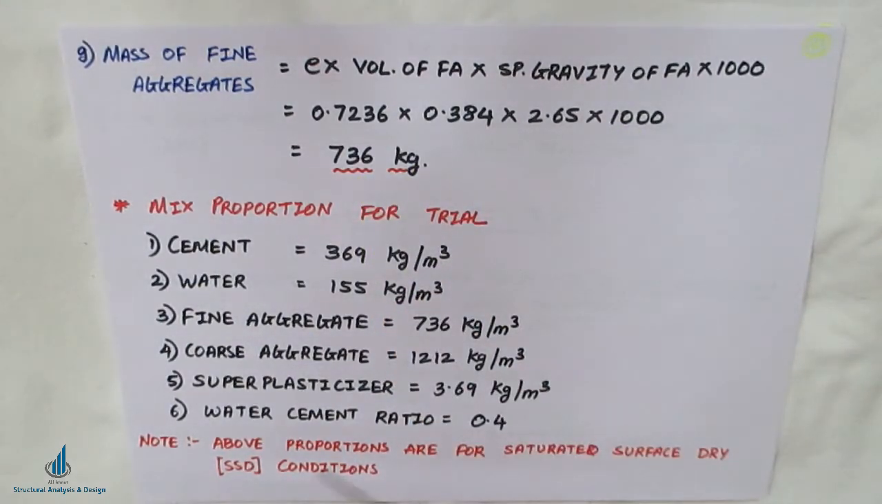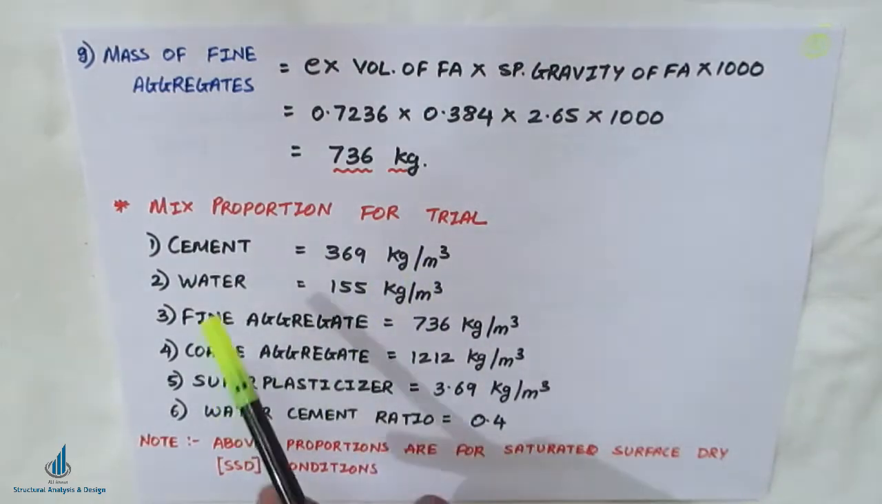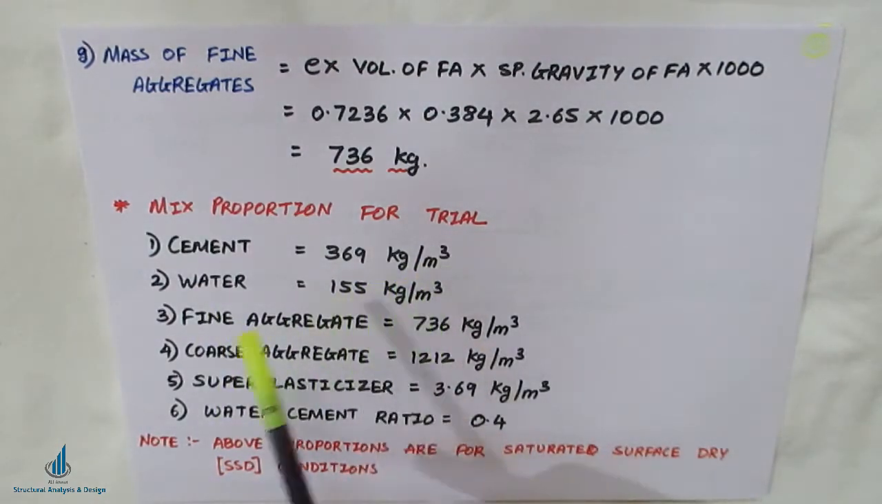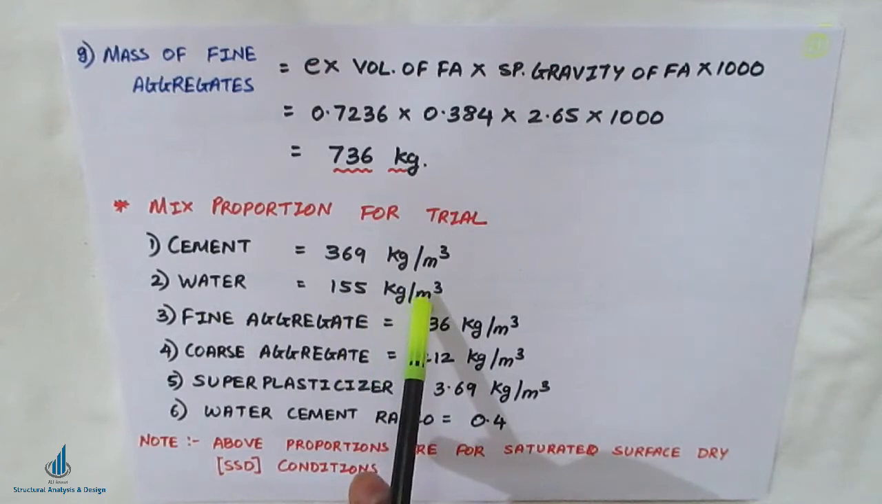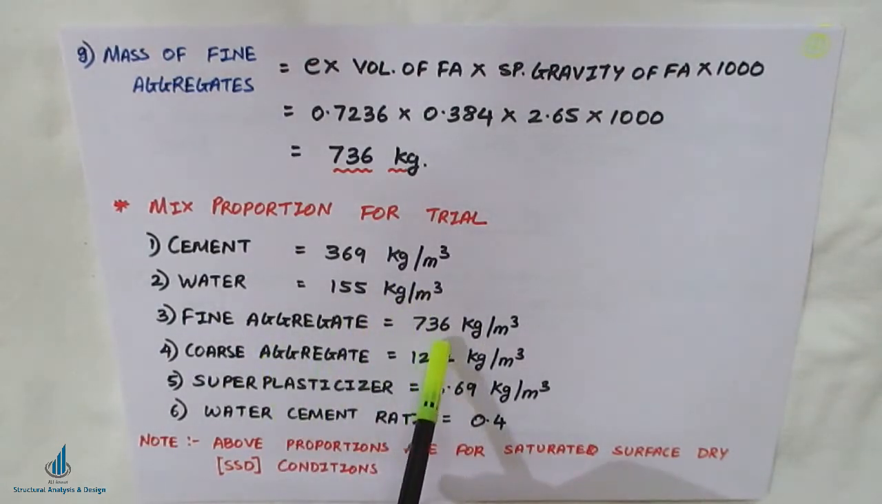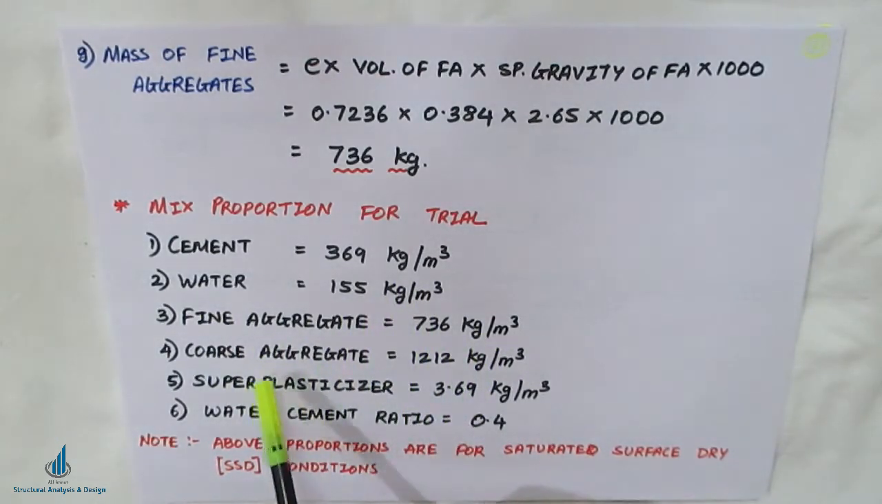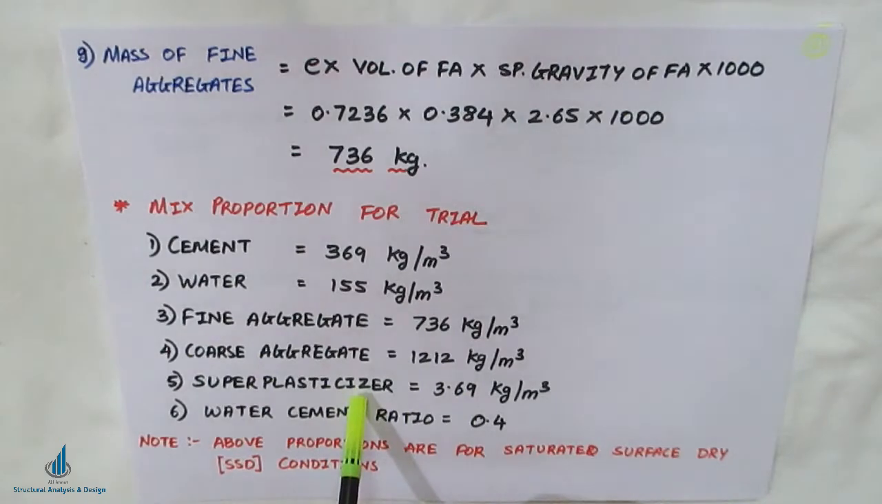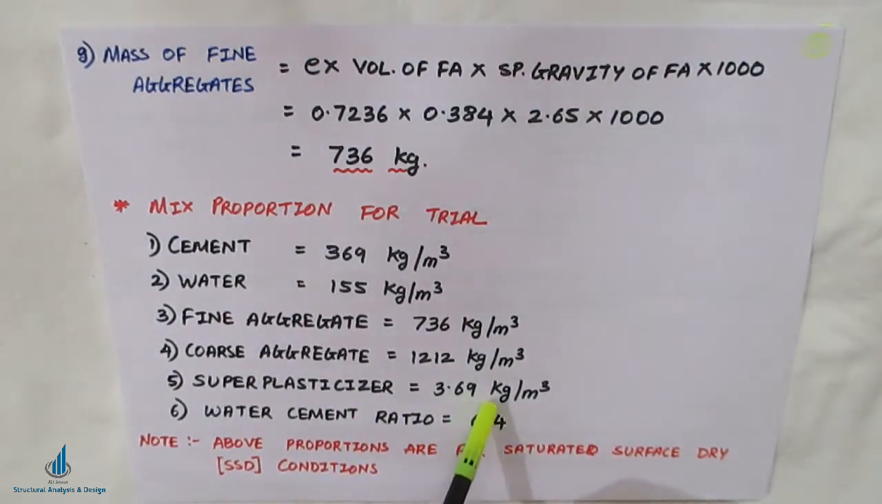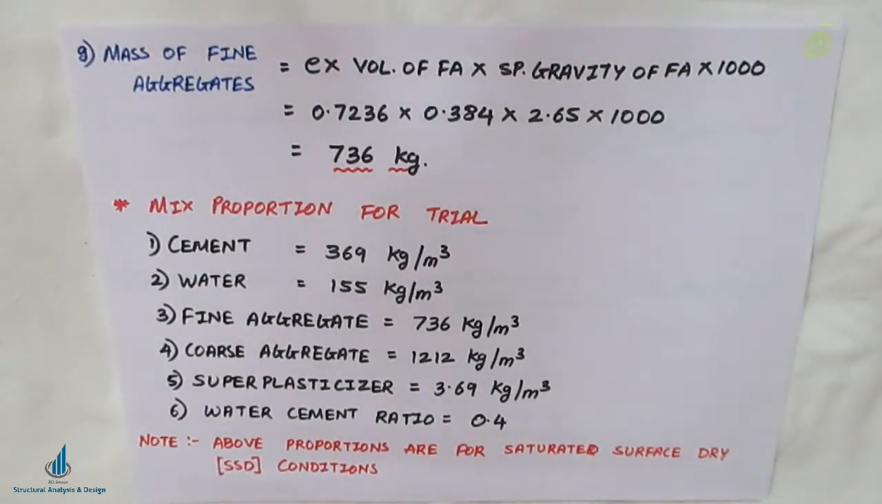So the final mix proportion for this trial is: cement is 369 kg per meter cube, water is 155 kg per meter cube, fine aggregate is 736 kg per meter cube, coarse aggregate is 1212 kg per meter cube. Superplasticizer at the rate of 1% of cementitious material is 3.69 kg per meter cube, and the water cement ratio you are going to adopt is 0.42.